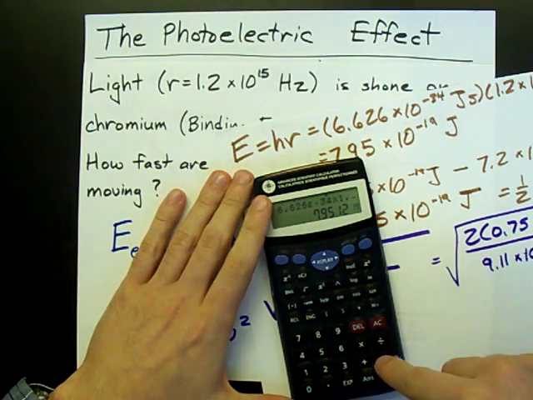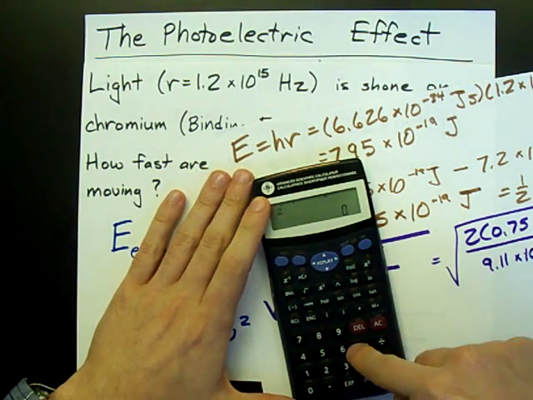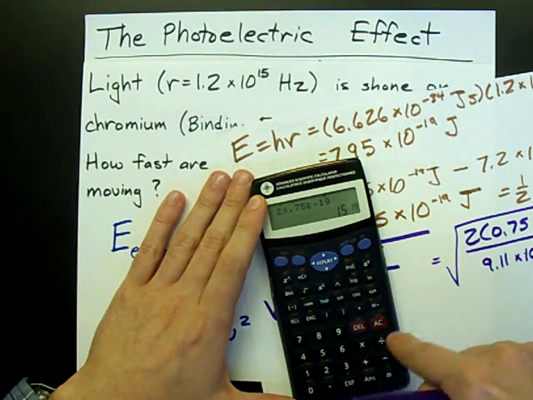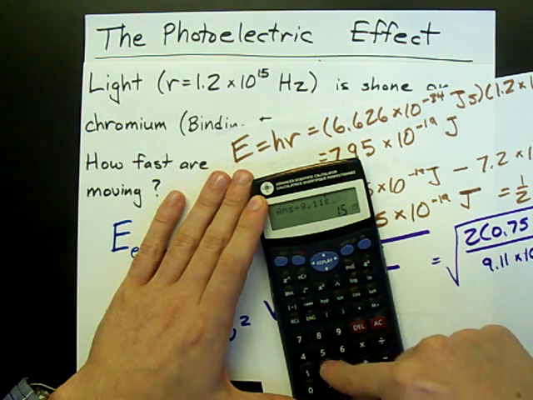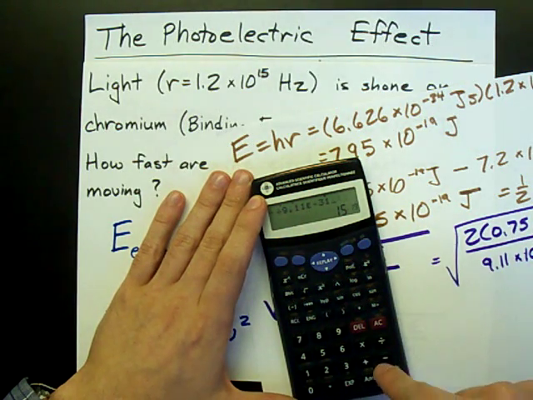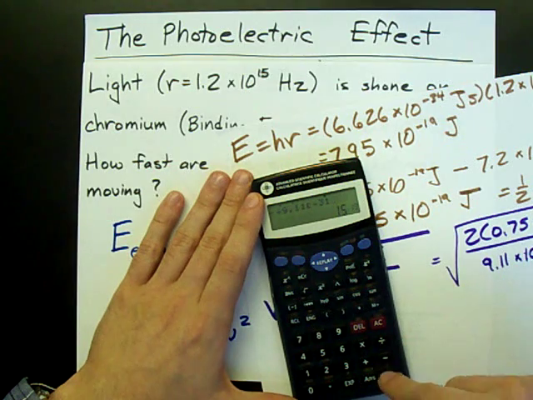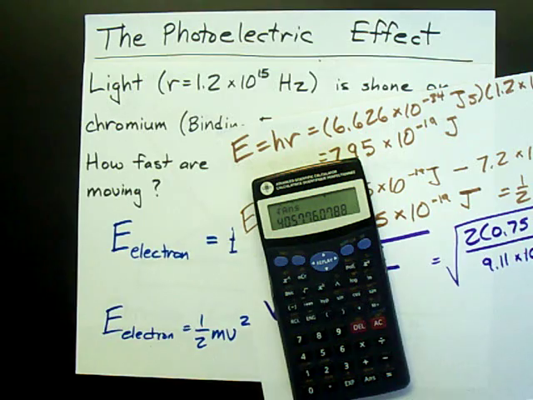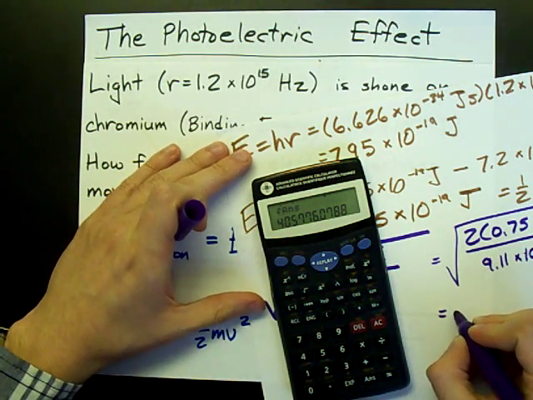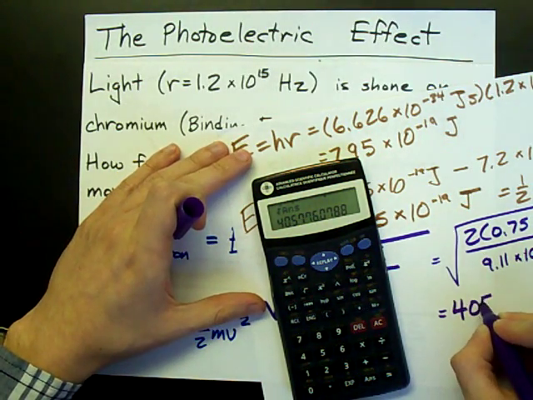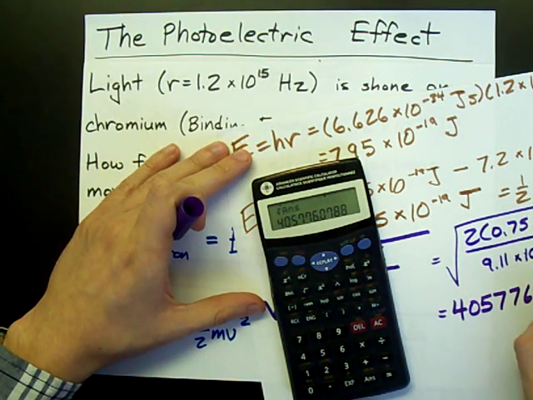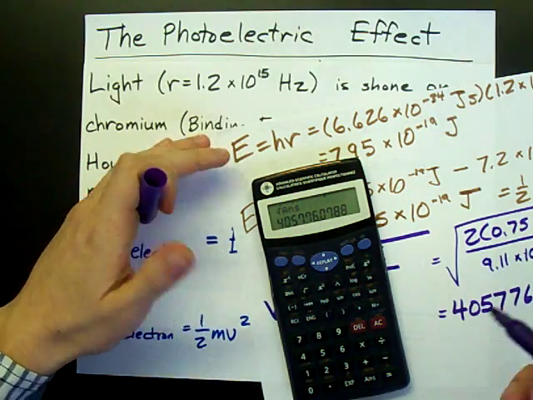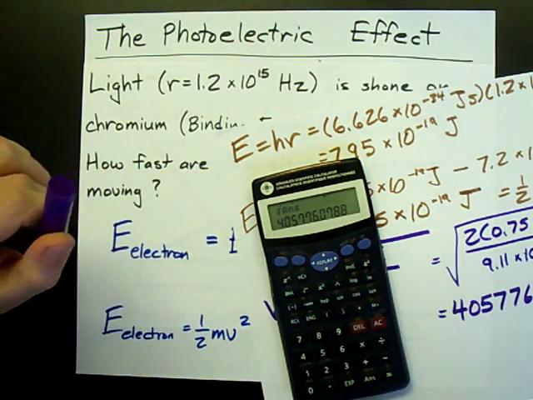So, what I have is 2 times 0.75 times 10 to the power of negative 19 divided by the mass of an electron, 9.11 times 10 to the negative 31. And then I take the square root of that. I am left with, it looks to me like, 405,776 meters per second. Not even close to the speed of light, but still pretty darn fast.